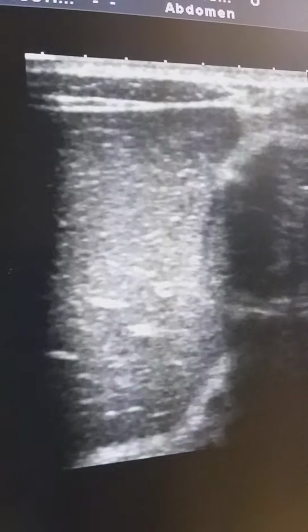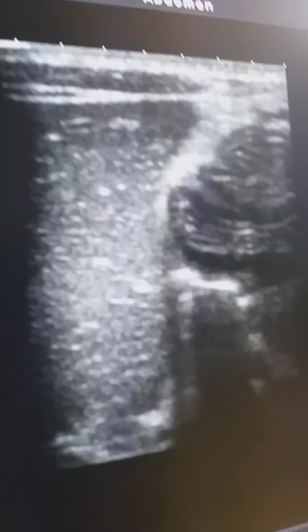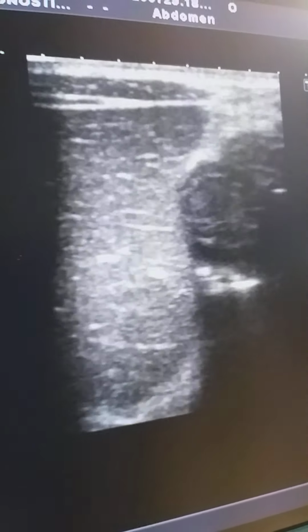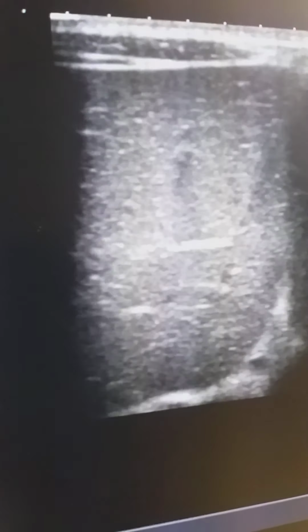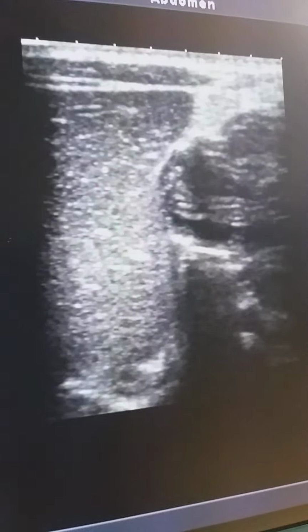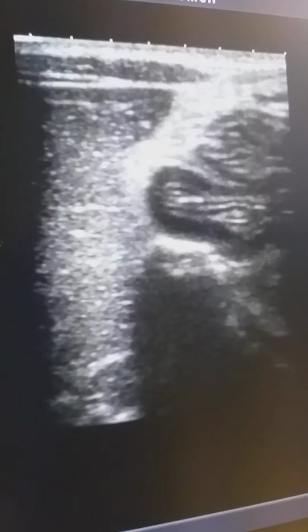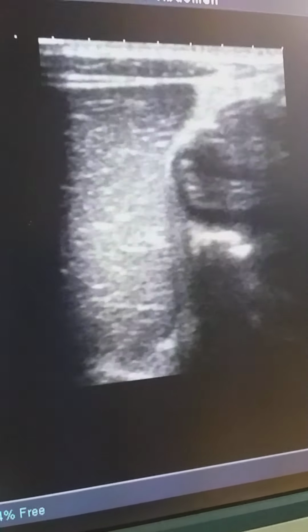Dear colleagues, this is an 8-year-old female child with a complaint of fever for the last 10 days, which is not settling down, and she also complains of pain in the abdomen off and on.